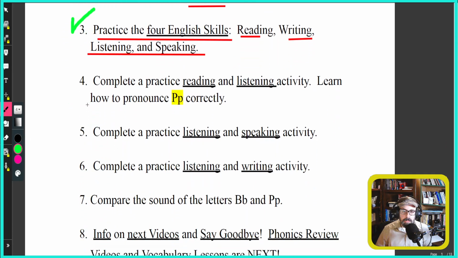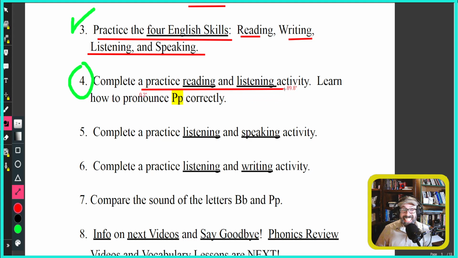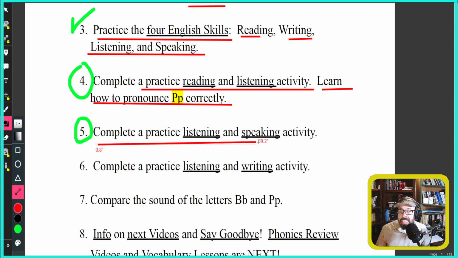Number 4 today is to complete a practice exercise, okay? So we will practice reading, practice listening, okay? So reading and listening practice, reading and listening activity, okay? Now, we would like to learn how to pronounce the letter P correctly. Okay, number 5. Complete a practice listening and speaking activity, okay? Reading, listening, and then you need to practice speaking, practice pronouncing, okay?